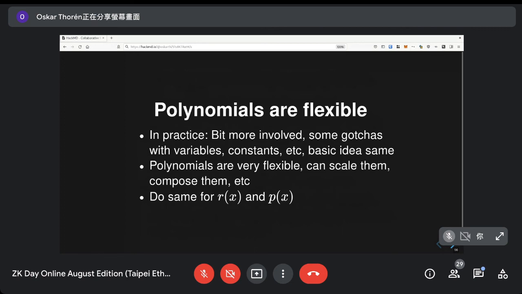And then also in practice, it's a bit more involved. There's some gotchas. It's largely mechanical, but you need to take care of variables and constants and so on. And the basic idea is essentially the same. Polynomials are very flexible, so you can scale them and compose them and so on. And what we did for the left operand polynomial, we do for the right operand polynomial as well as the output polynomial.